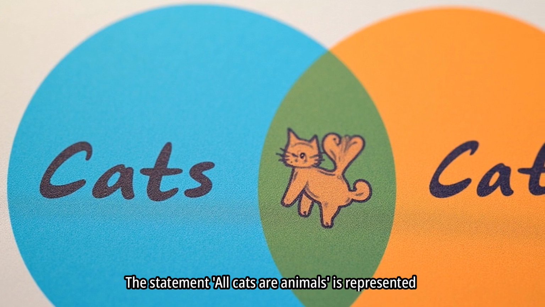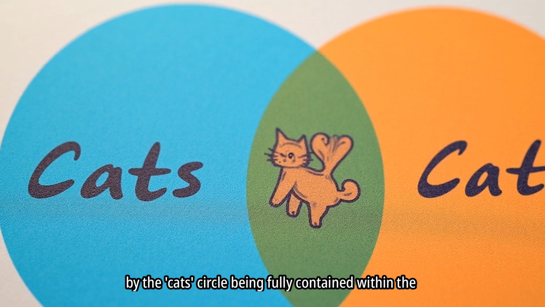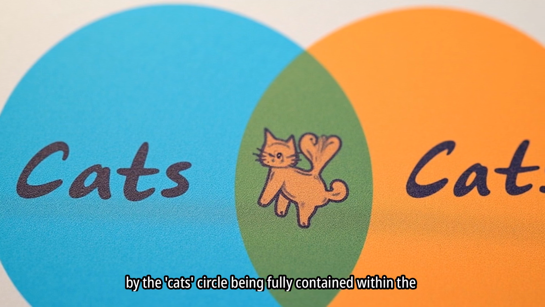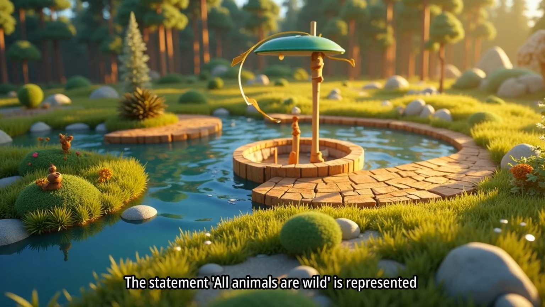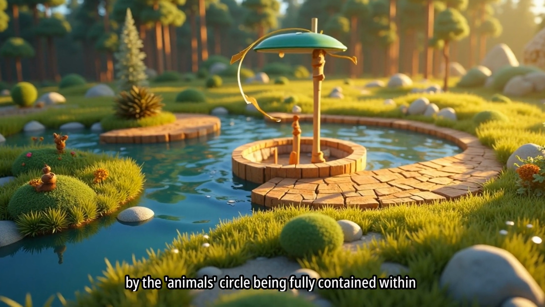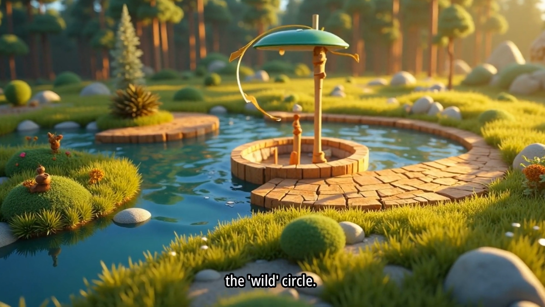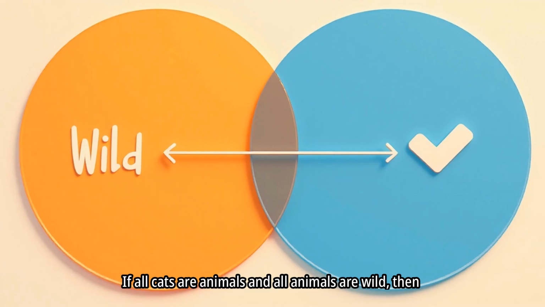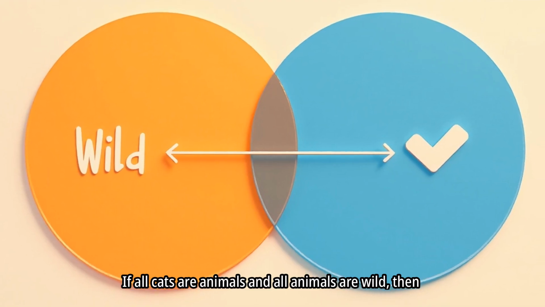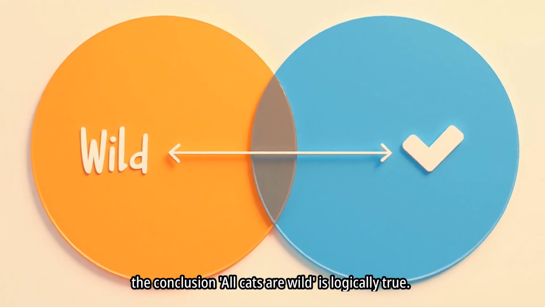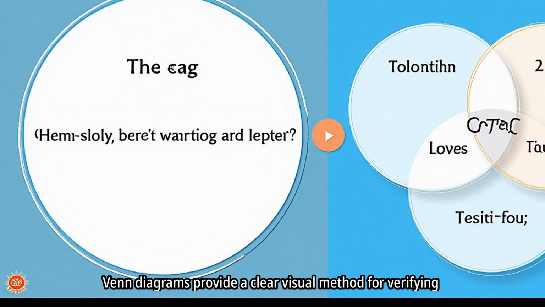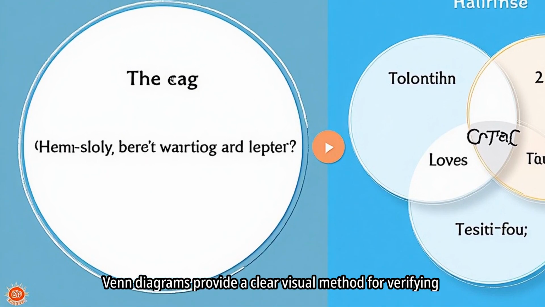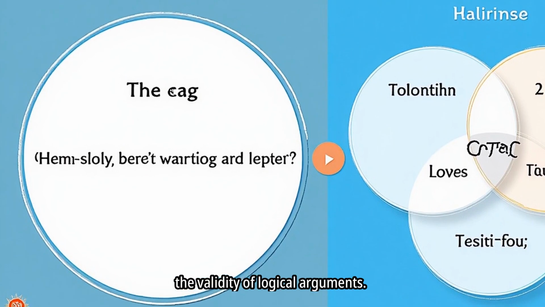The statement, all cats are animals, is represented by the cat's circle being fully contained within the animal circle. The statement, all animals are wild, is represented by the animals circle being fully contained within the wild circle. If all cats are animals and all animals are wild, then the conclusion, all cats are wild, is logically true. Venn diagrams provide a clear visual method for verifying the validity of logical arguments.